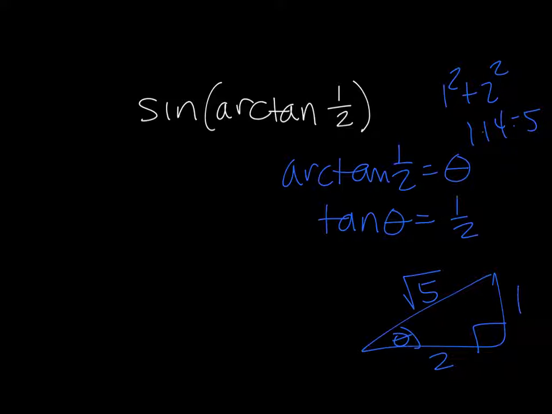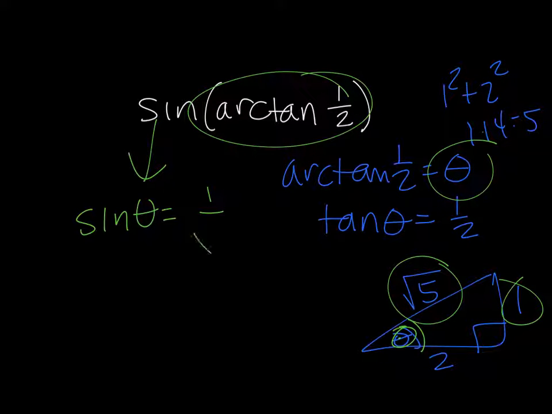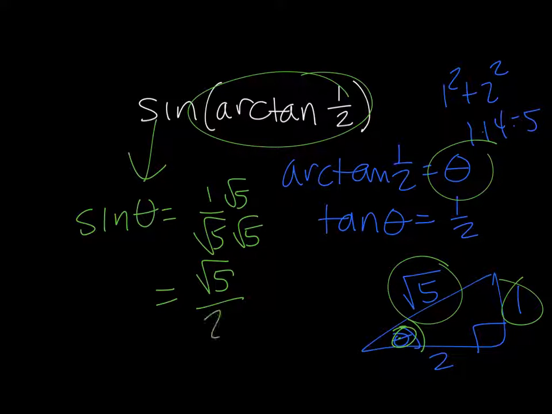Go back to the beginning. This is equal to the angle. So I can rewrite it as sine of the angle. Go back. Here's my angle. Sine is opposite over hypotenuse. So 1 over the square root of 5. Rationalize it. So sine equals root 5 over 5. Sorry, oops, I almost put 25. But the square root of 5 times the square root of 5 is just 5. So that is sine of that angle.